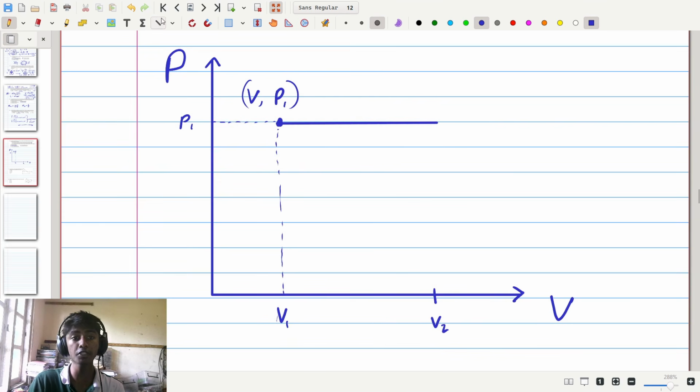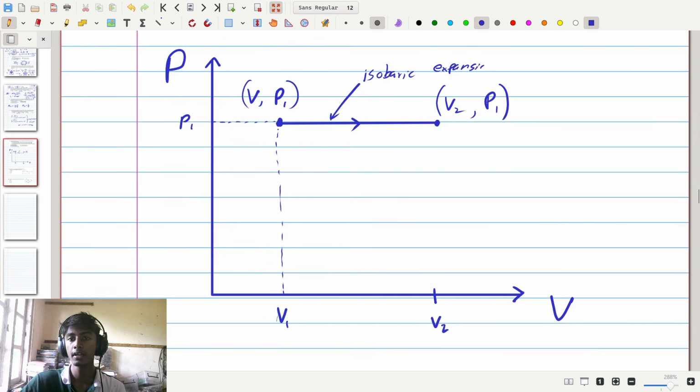Starting from the initial pressure of P1, if we go forward and keep that same constant pressure, then at the first point we'll have V1 P1, and at the second point we will have the same pressure of P1 but a new volume of V2, which is bigger than V1. So therefore isobaric expansion looks like this. This is isobaric expansion.